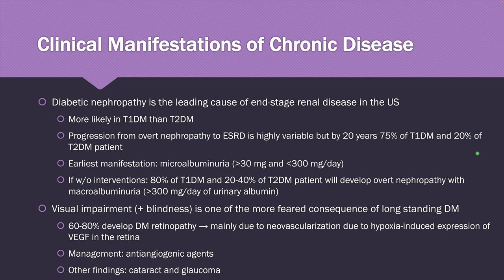One of the feared complications is visual impairment and blindness. 60 to 80% develop DM retinopathy, mainly due to neovascularization. That's what I explained earlier. Management for these would have to be anti-angiogenic agents, so anti-VEGF medications. Other findings I've mentioned earlier: you can have cataracts and glaucoma.